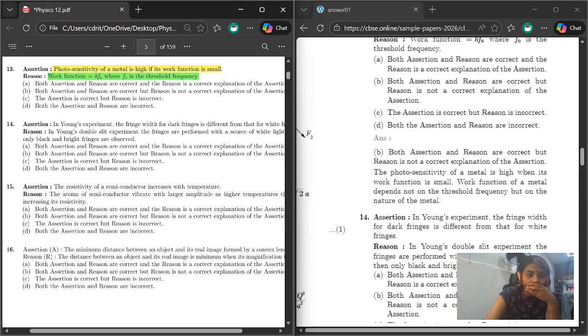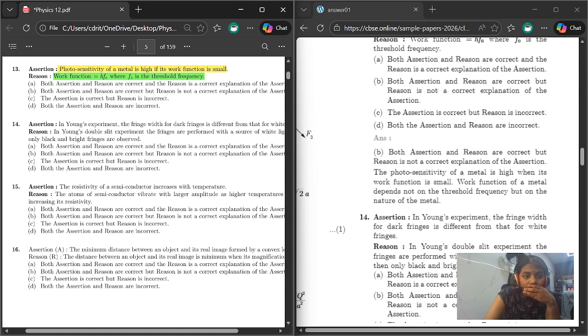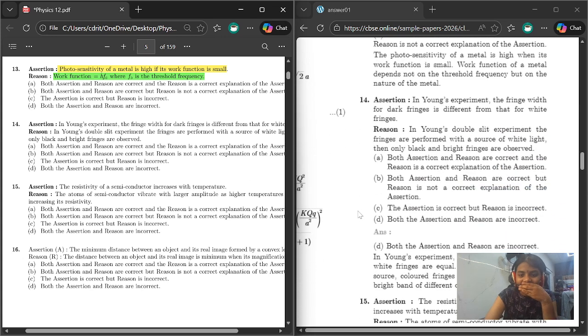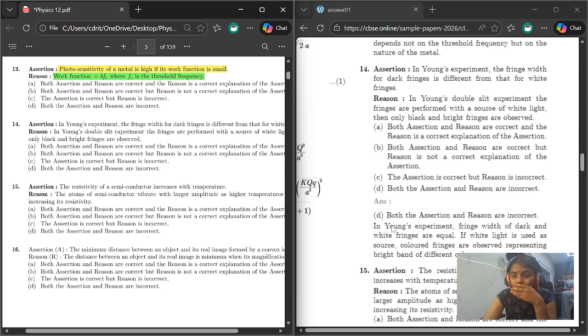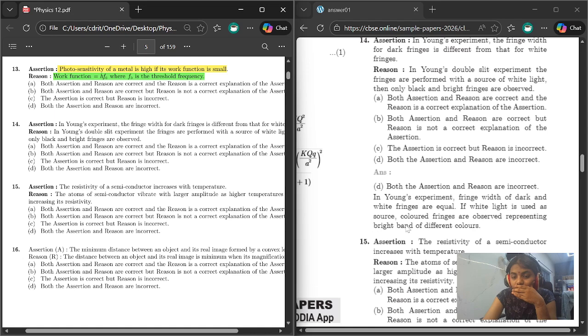Okay, 14th one. Assertion: in Young's experiment, the fringe width of dark fringes is different from that of white fringes. Reason: in Young's double slit experiment, if the fringes are performed with a source of white light, then only black and white fringes are observed. I think the 14th one's reason is wrong. So, okay, the answer is D. Both assertion and reason are incorrect. In Young's experiment, the fringe widths of dark and white fringes are equal. If white light is used as the source, colored fringes are observed, representing bright bands of different colors.